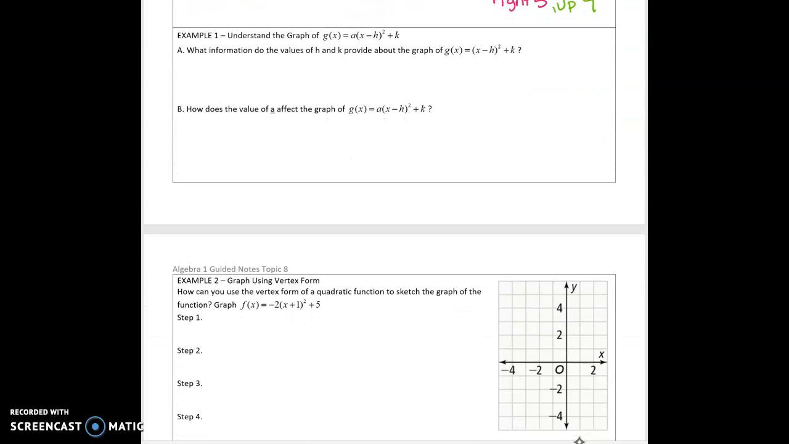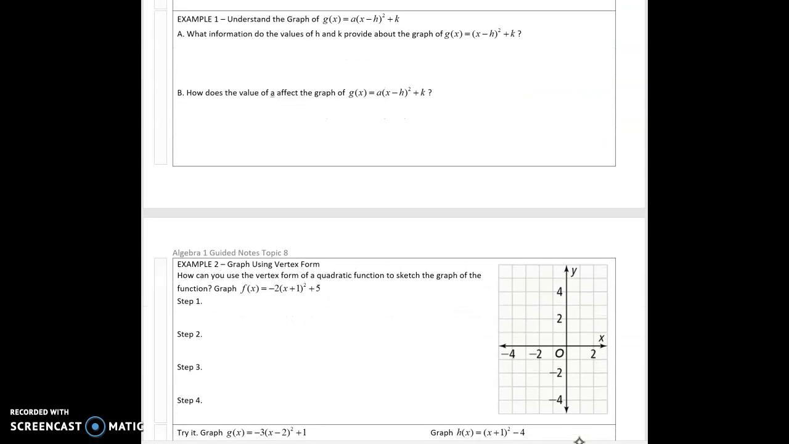So moving on to the next example, what information do the values of h and k provide about the graph of the function? The graph, when you see this, actually tells you the vertex. So the vertex is h and then k. And this here is the h value, so it is opposite of what you see here.